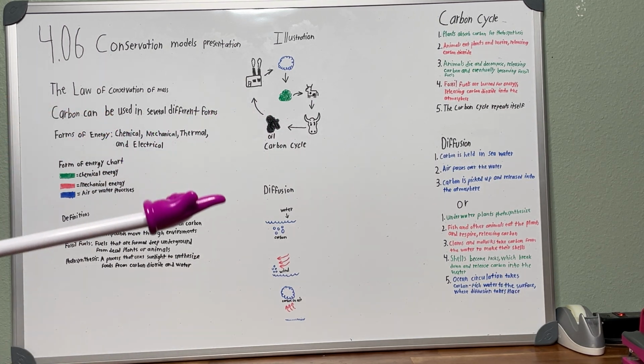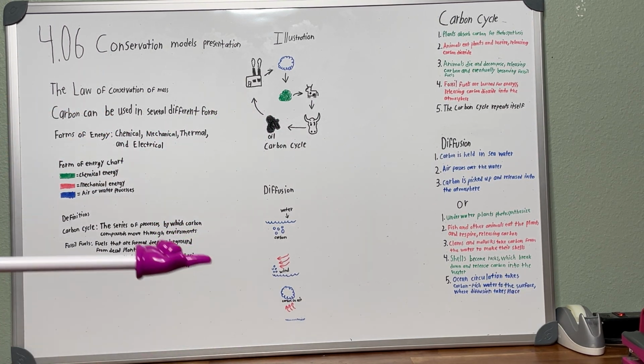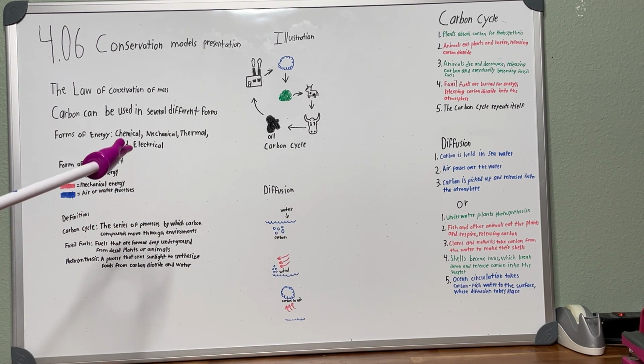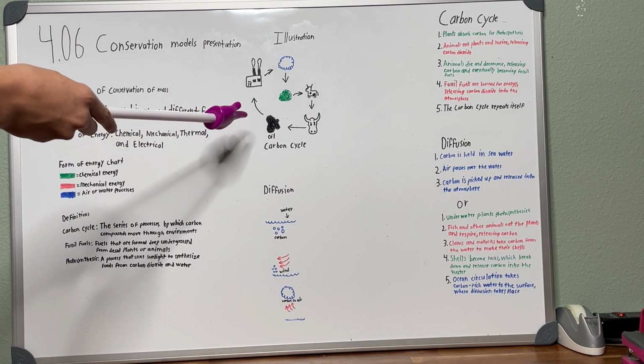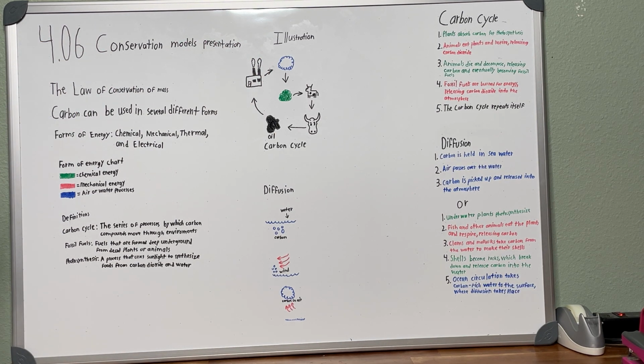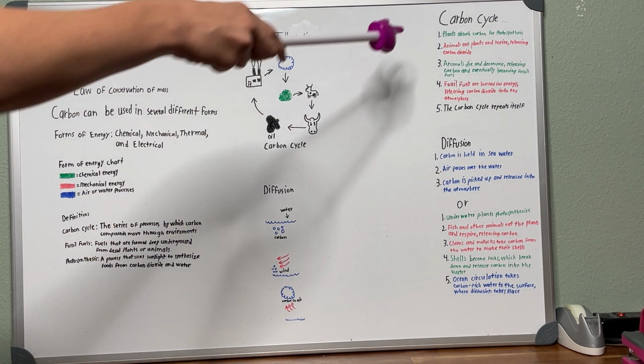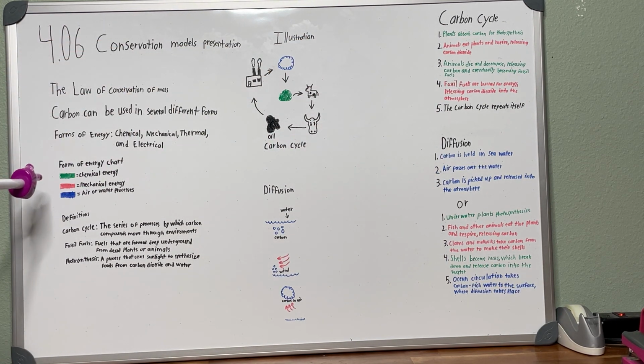oil remains the same. Carbon can be used in several of its different forms, which is oil and carbon dioxide as two examples. It also has several forms of energy, such as chemical, mechanical, thermal, and electrical. I've listed some of the forms of energy over here, and this chart helps you realize what they are.